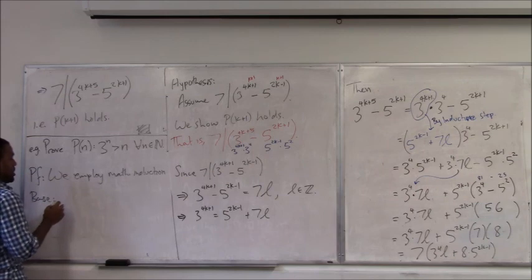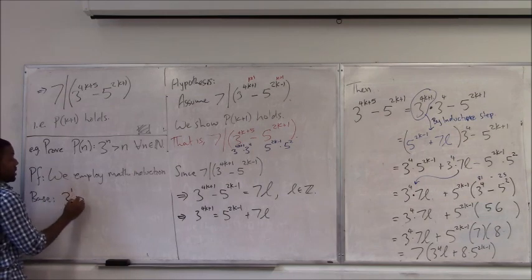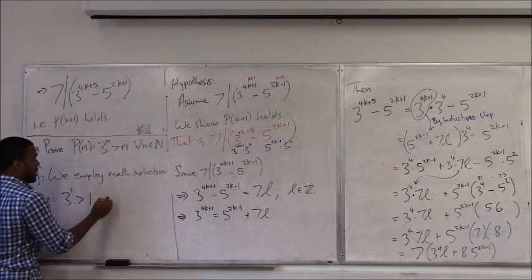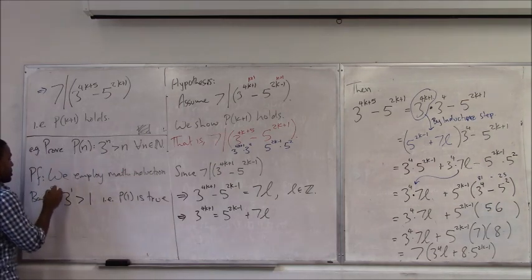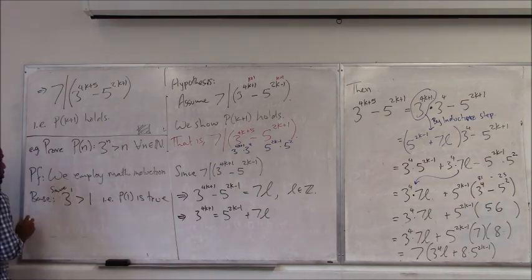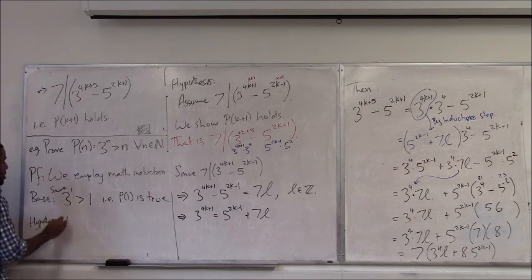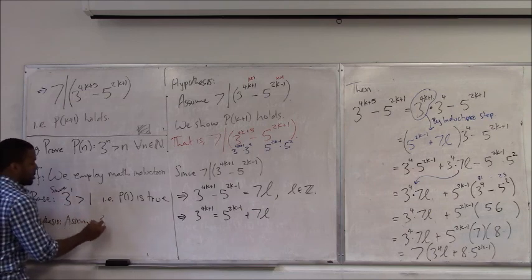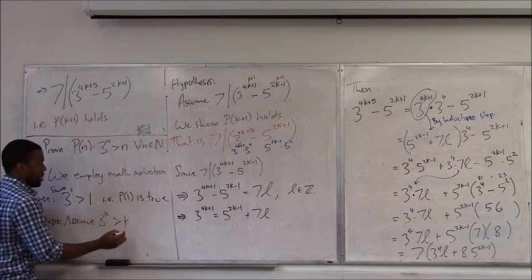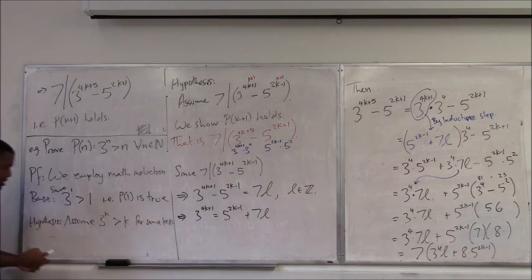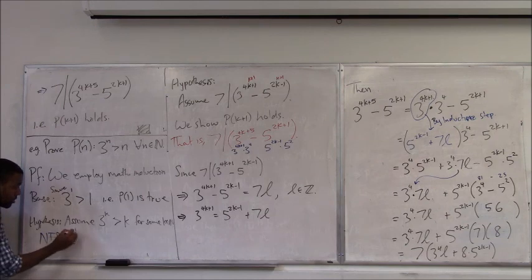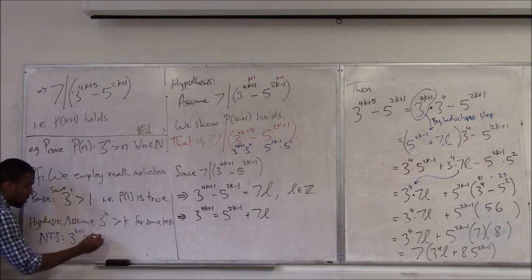Okay, so the base case would be, well, 3 to the 1 is greater than 1, i.e. P of 1 is true. Great, so that was just me plugging in the first thing. Okay, so now let's do the hypothesis. Assume 3 to the k is bigger than k for some k in N. We need to show that 3 to the k plus 1, the statement must hold if I replace k with k plus 1.